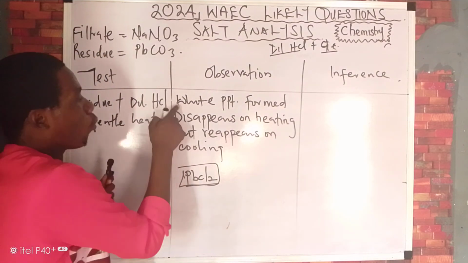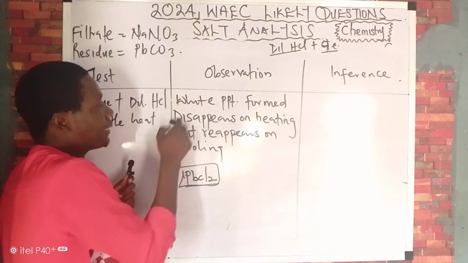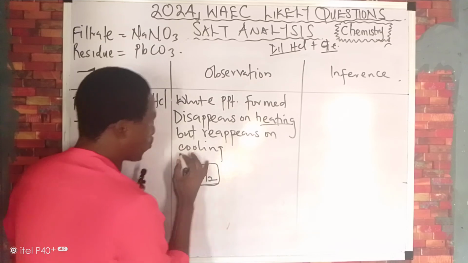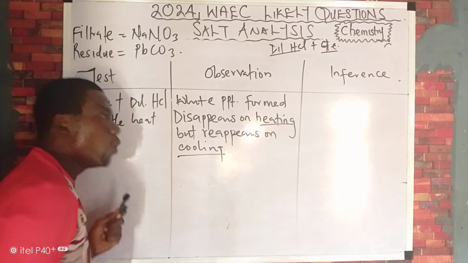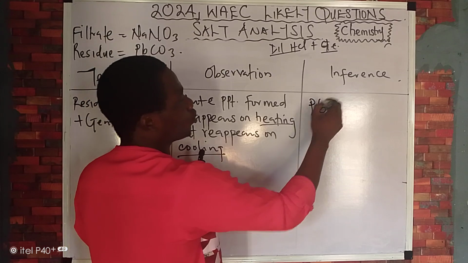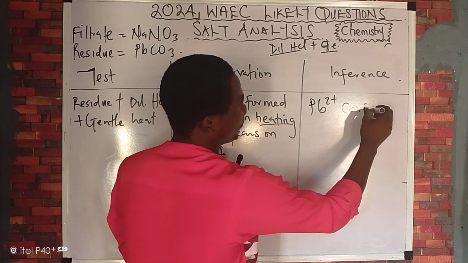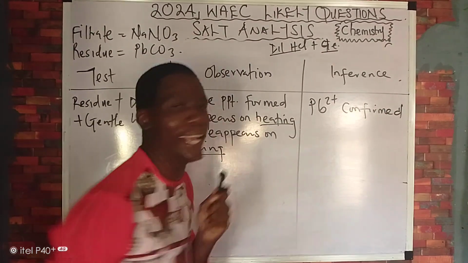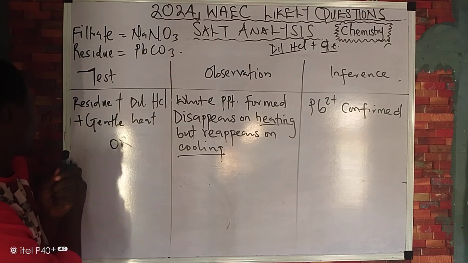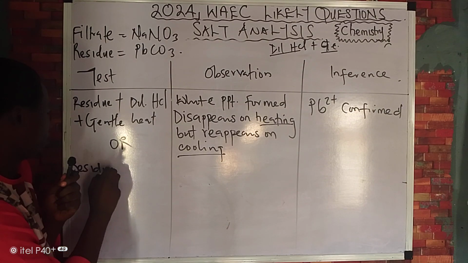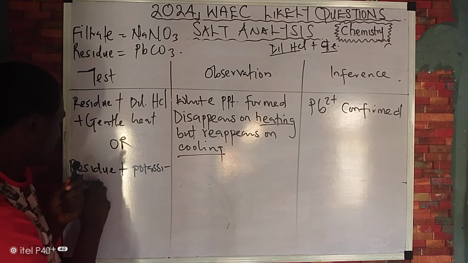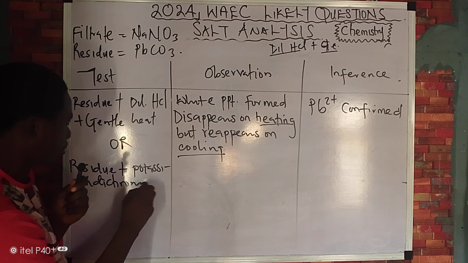So now, why do we say the white precipitate disappears on heating but reappears on cooling? Which chloride exhibits this? Lead(II) plus, confirmed. So now, either they tell you to do this one, or they say you should take the residue plus potassium dichromate. Take note of that.